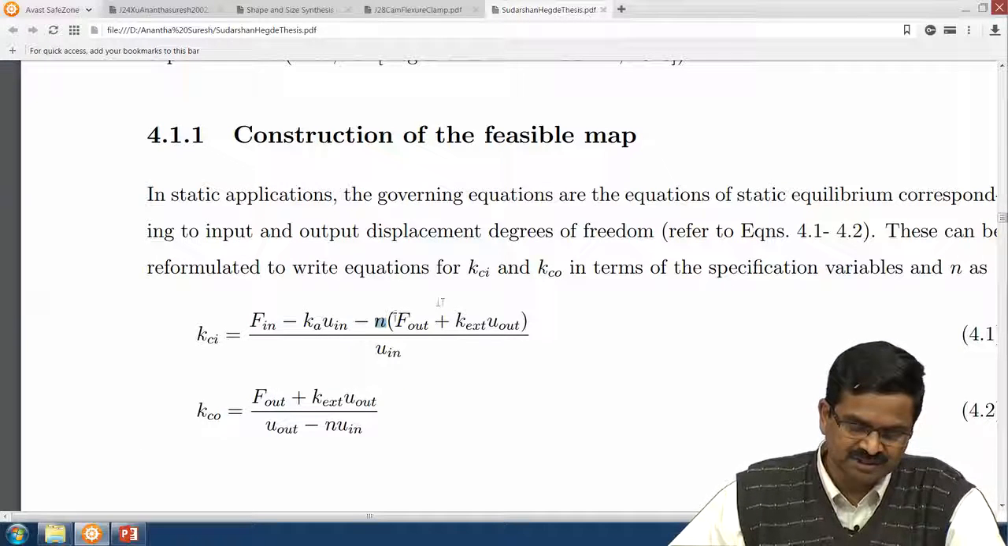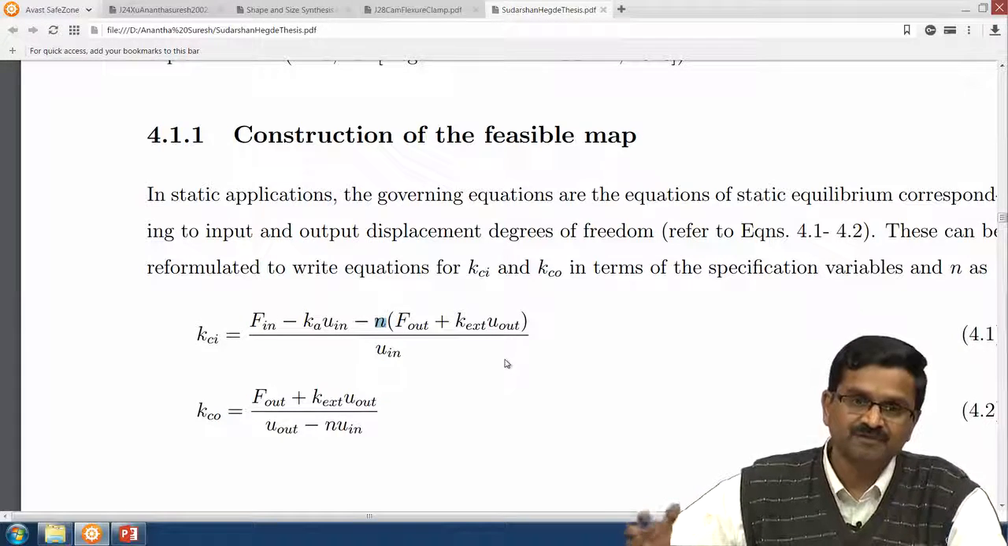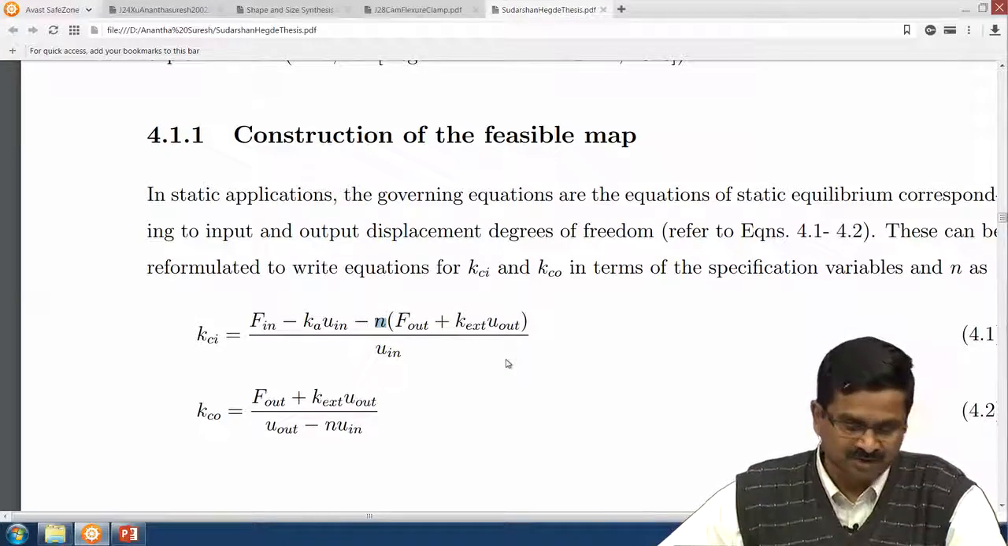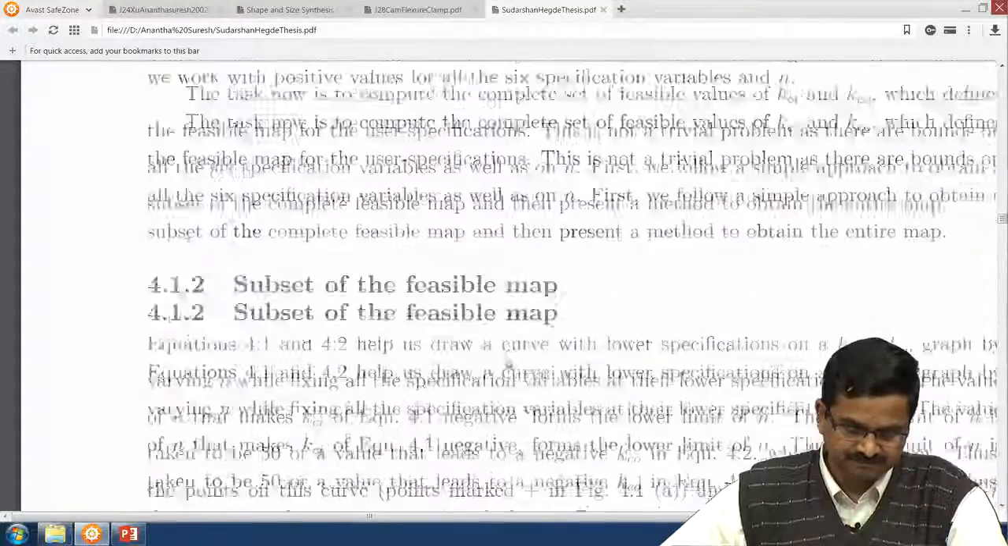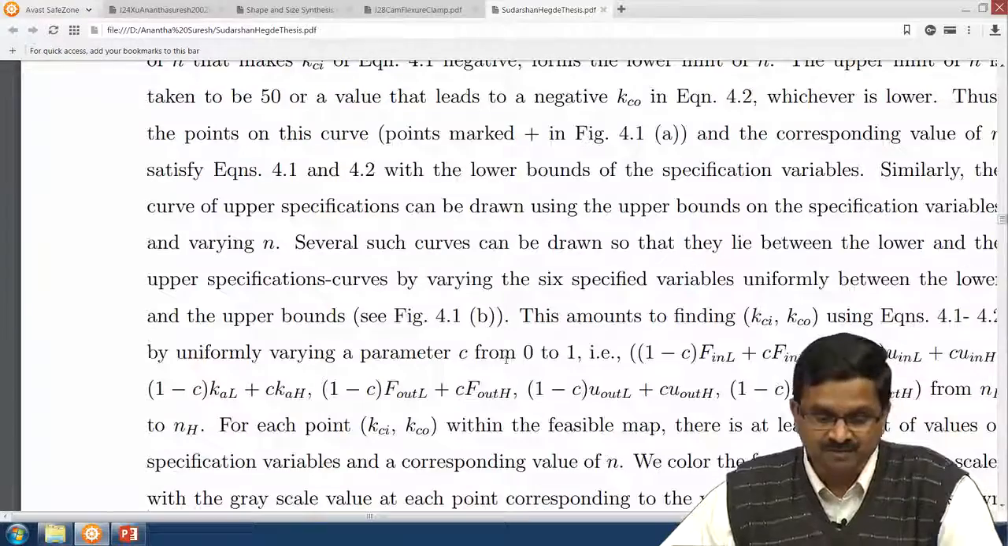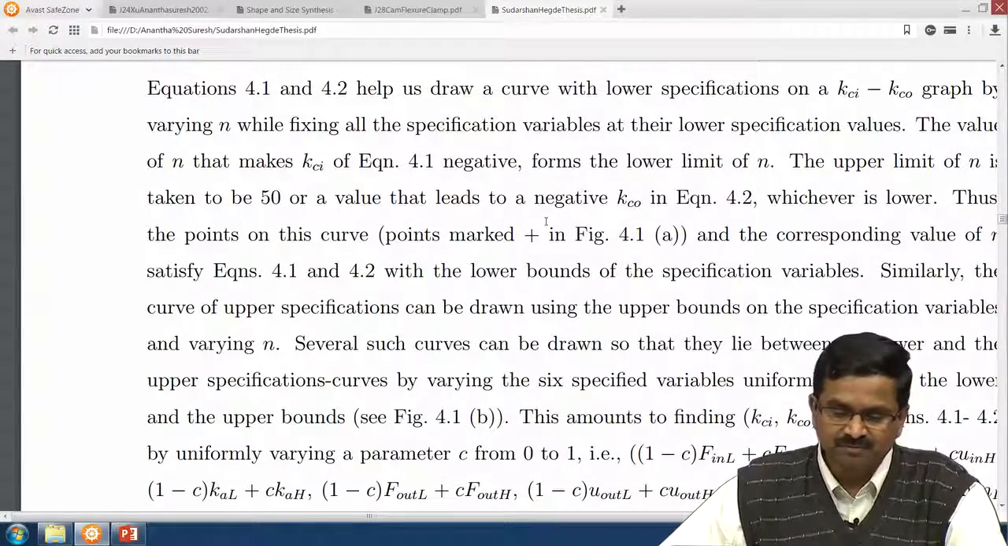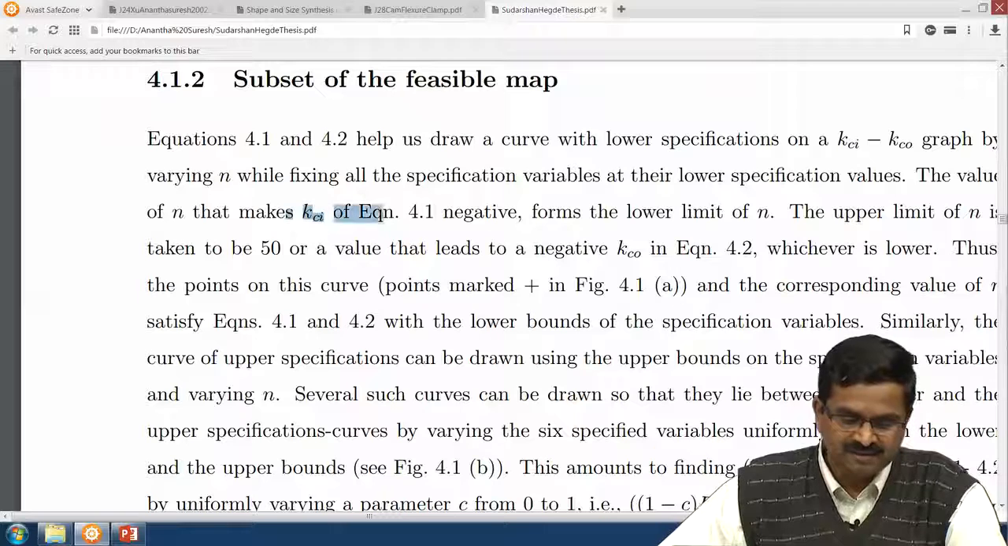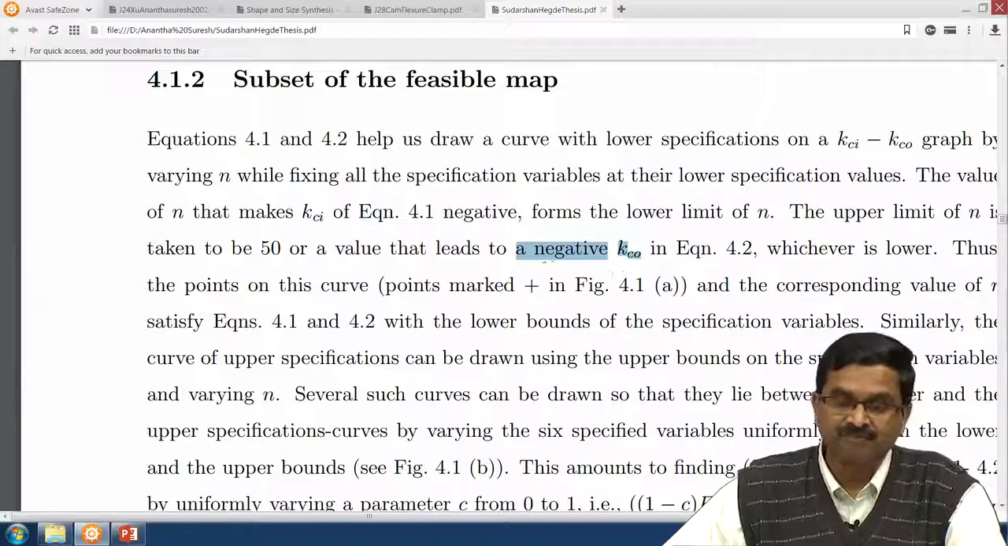Even though we have two equations, if I know the range of n, then I can get these two. For each value of n, I will know KCI, KCO, because I know these ranges, but it is not just specific values of Fn, Un; everything has a range. So, everything here works with the range values. So, what we do here is pose a set of optimization problems where we try to make KCI or KCO only positive, we prevent them from becoming negative.